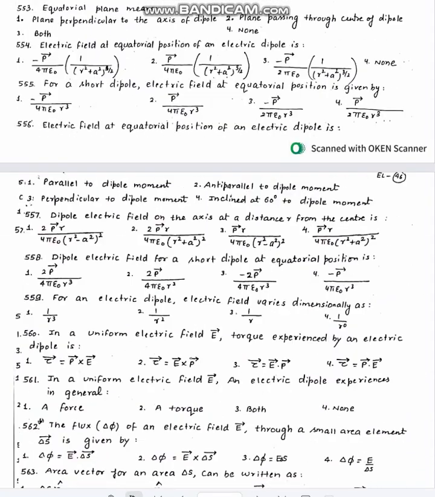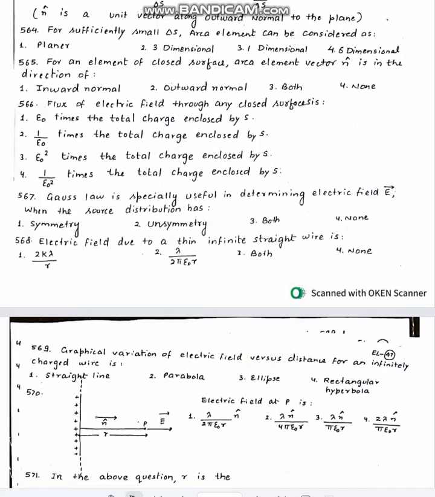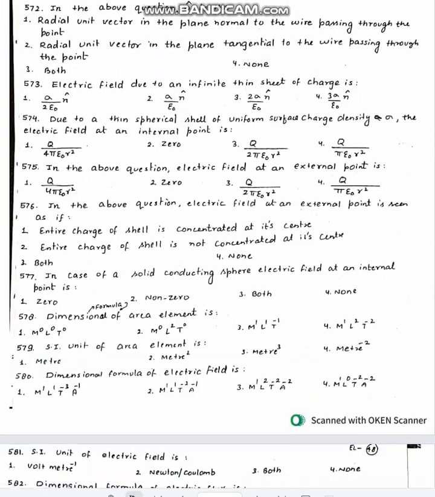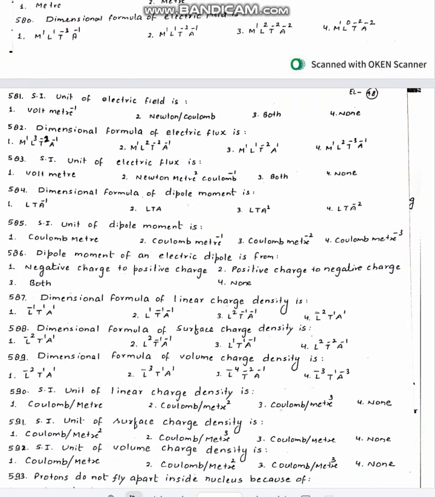Then we have electric field due to dipole in various position, torque, electric field. Then we have flux, area vector. Then we have Gauss law's treatment, symmetry problem, line charge based problem. Then we have unit and dimensions of area element. Then we have unit and dimension of electric field, again dipole moment, linear charge density, volumetric charge density, etc.